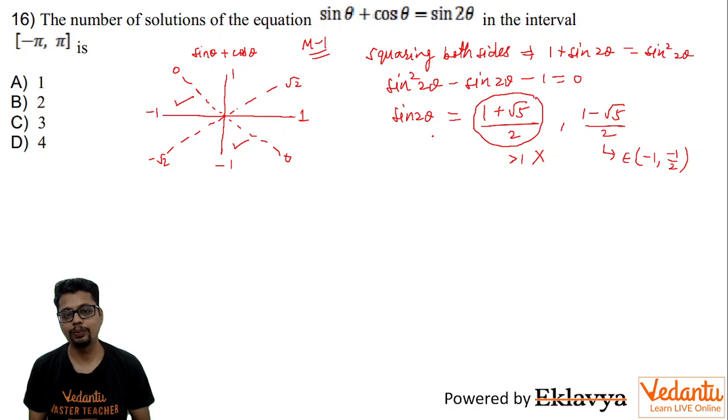However, I would like to point out that if you would have just gone by the understanding that sin 2 theta is equal to 1 minus root 5 whole divided by 2, you would have ended up getting more number of solutions, so to speak, wrongly.